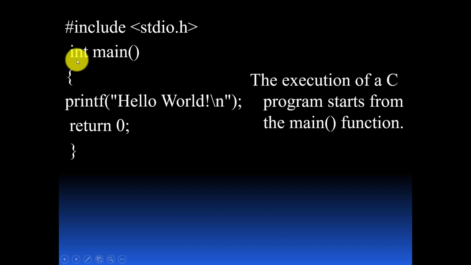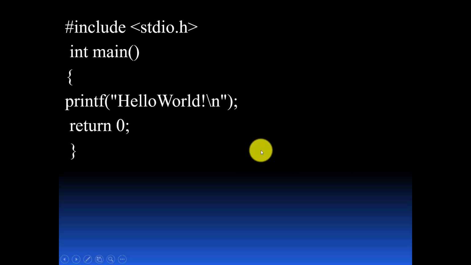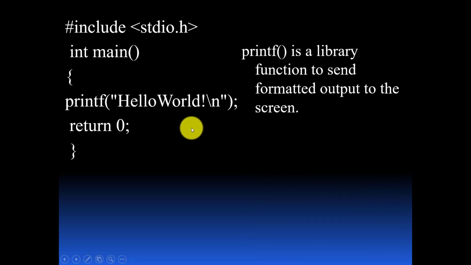Now the next line of the C program is int main. The execution of a C program always starts with the main function. After the opening curly bracket, here we are writing some blocks or statements which are going to execute. Now printf is already included in stdio.h.